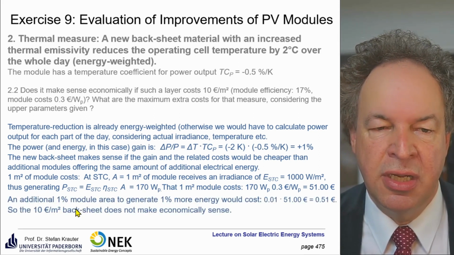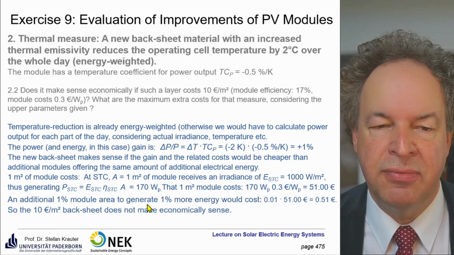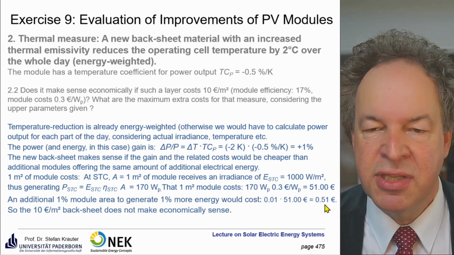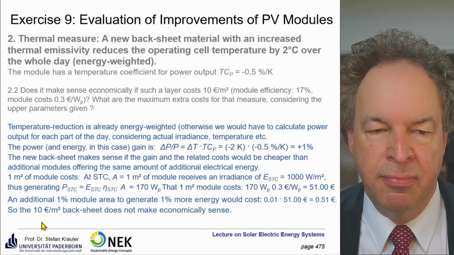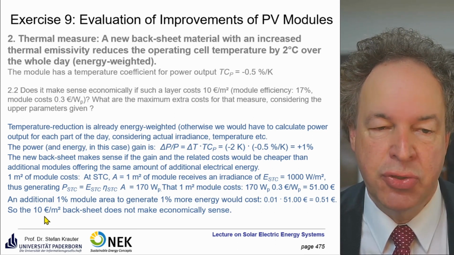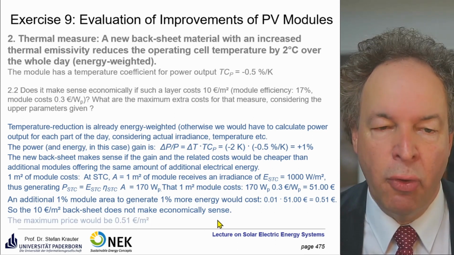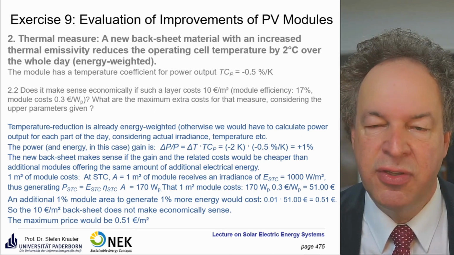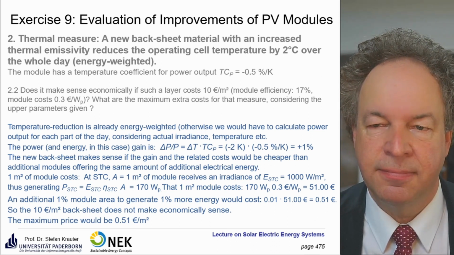And an additional 1% of module area would cost then only 51 cents. So, if you have to pay 10 euro per square meter, that's much too expensive. So it would only make sense if the costs would be lower than 51 cents per square meter.